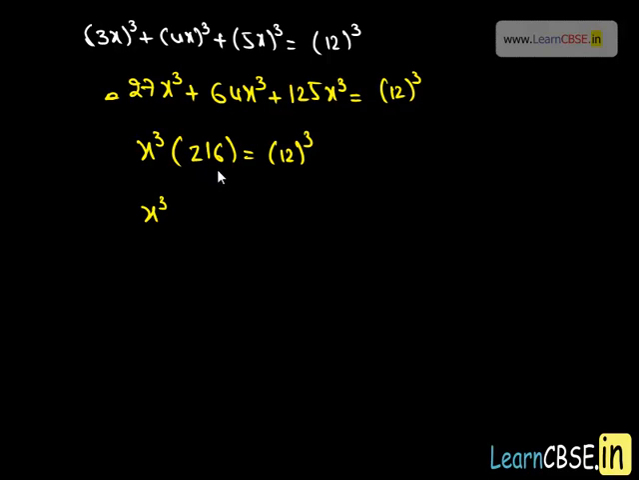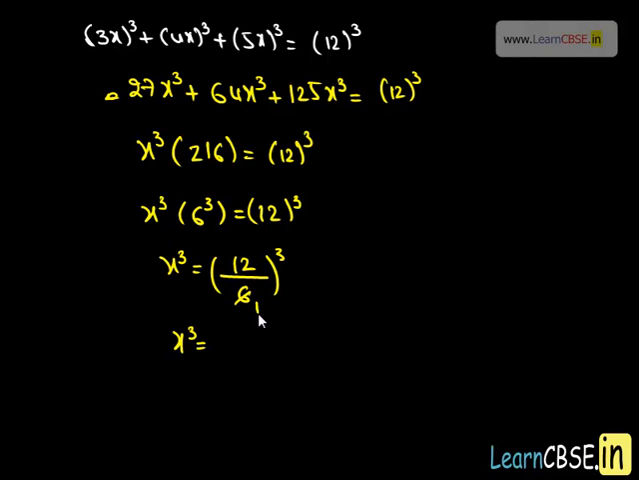We know the value of 216, which is 6 cube. To simplify easier, we write it in the form of cubes. So transposing 6 cube to our right hand side, we get 12 cube upon 6 cube. By writing exponent to both these, we have 12 upon 6 whole cube. 6 goes into 12 2 times. Therefore, we have 2 cube.